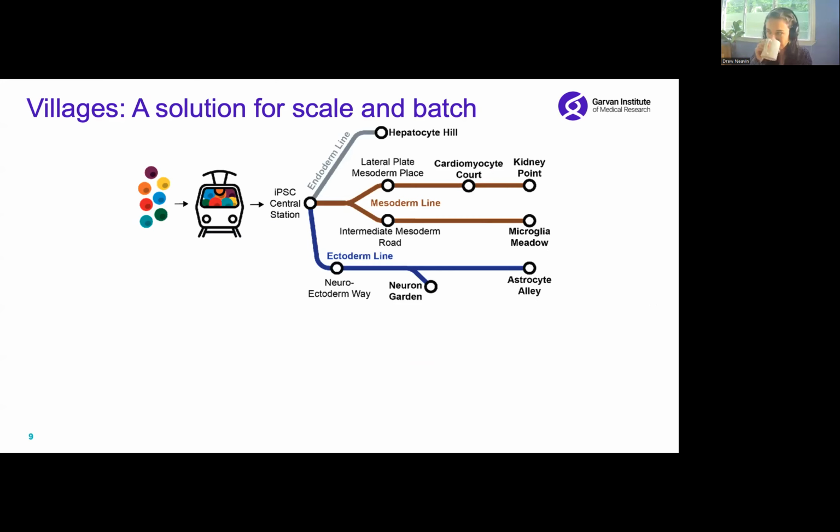And it also allows us to reduce cost because we don't have to culture each of these stem cell lines separately. They all get differentiated together, which really reduces the scale issue, reduces the cost issue, and reduces the batch issue.